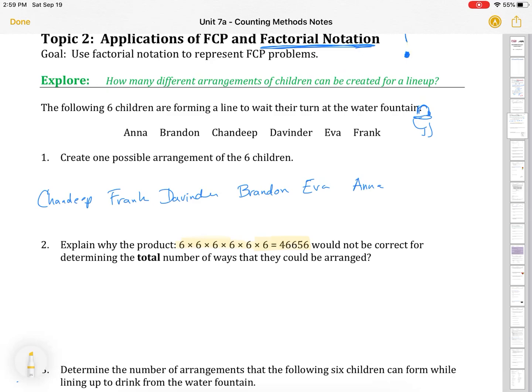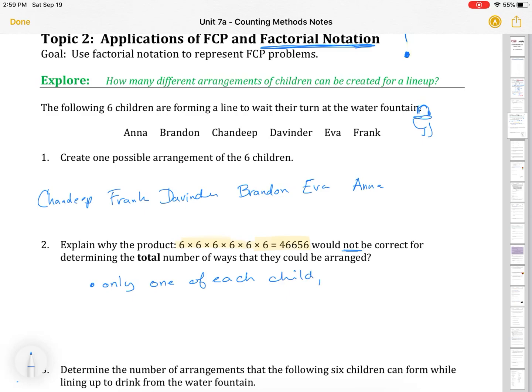Explain why the product 6 times 6 times 6 equals 46,645 would not be correct. So think about that. Why would that not be correct? I'll let you think. You can pause it and think. And I'm going to tell you why.